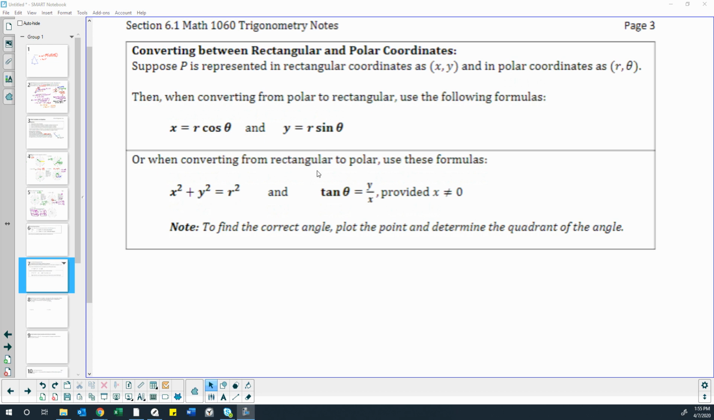Or when we're going the other direction, from rectangular to polar, anytime we have an x squared plus y squared, we replace that with an r squared. And if we need to find theta, we would do the inverse tangent of y over x and then figure out the correct angle based on the quadrant.